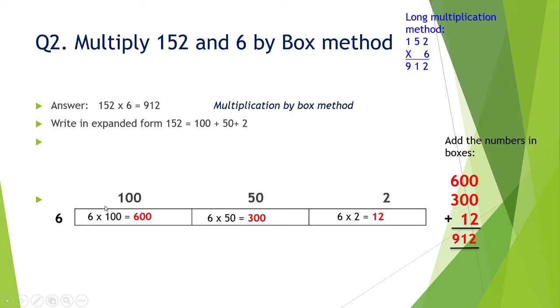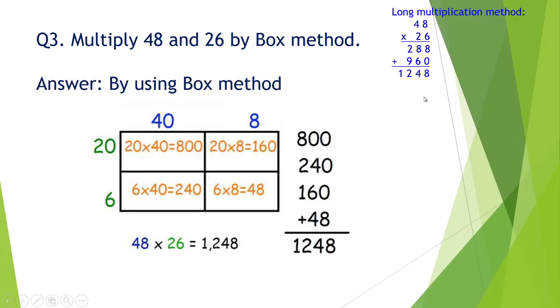6 times 100 equals 600, 6 times 50 equals 300, 6 times 2 equals 12. After doing the multiplication, we are getting 600, 300 and 12. We have to add these numbers, and after adding we are getting 912 as the answer using the box method. You can see that by using the long multiplication method also you are getting the same answer. Okay, moving to the next question.